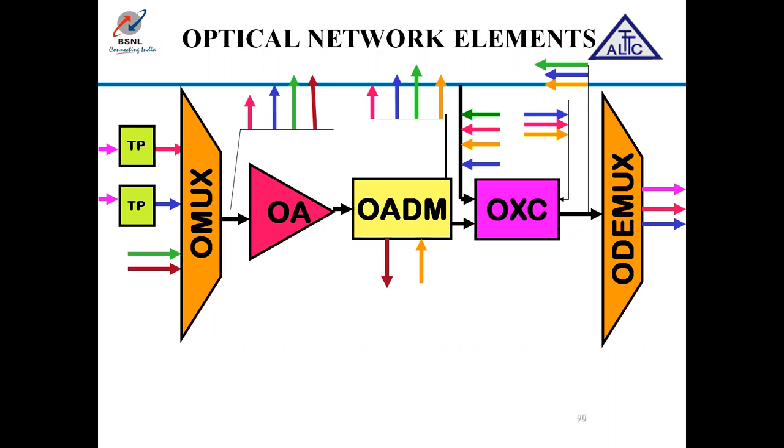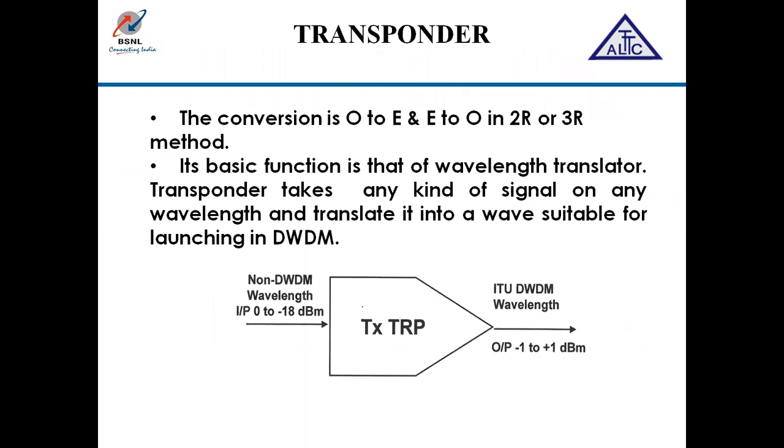And there may be OSC also. Then these signals come to the last terminal, where the demultiplexing happens. And if we are using any amplifier here, it is the same amplifier, but here it is known as a pre-amplifier. So this transponder, same slide is repeated.